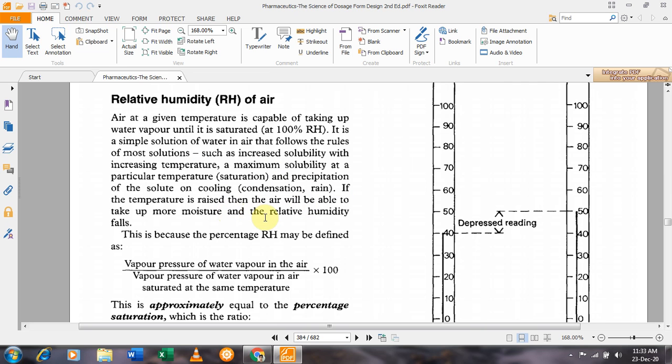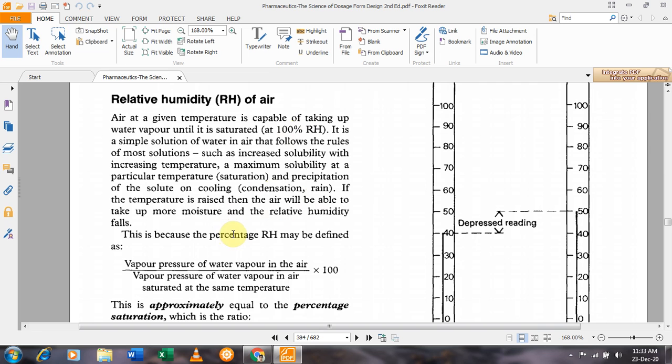If the temperature is raised, then the air will be able to take up more moisture, because with the temperature increasing the moisture level will be minimum over there, and the relative humidity falls. After increasing the temperature, the relative humidity will decrease from 100% because of the increasing temperature.